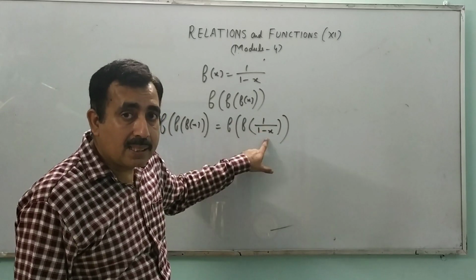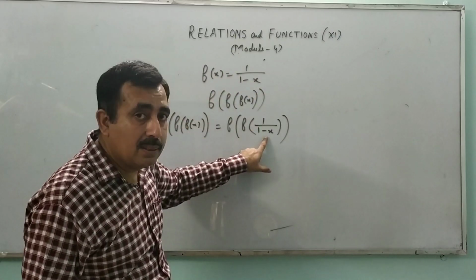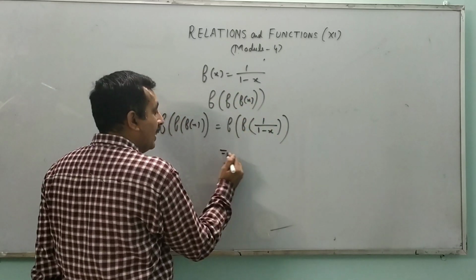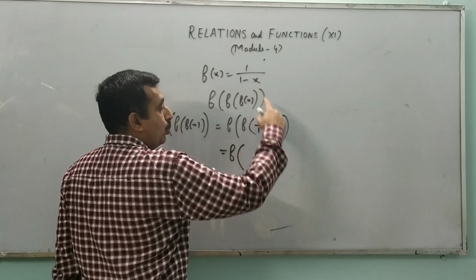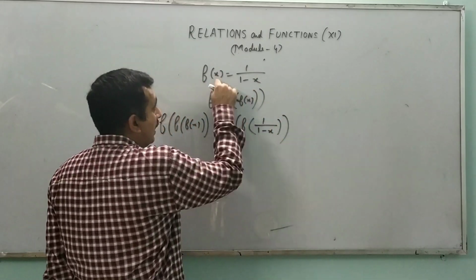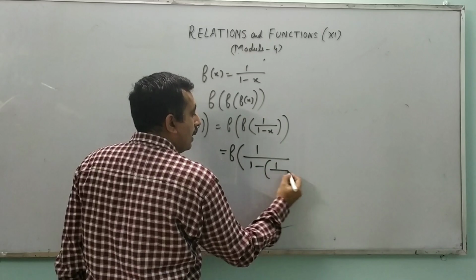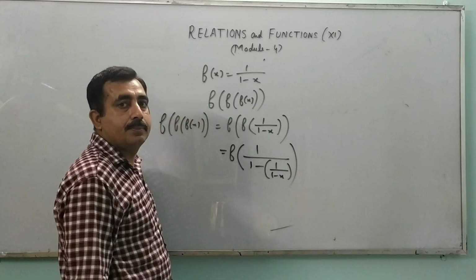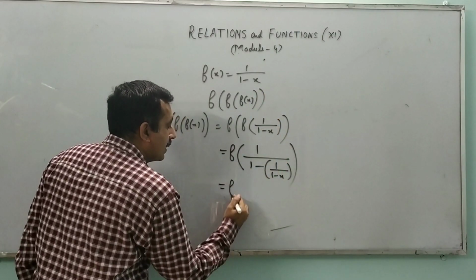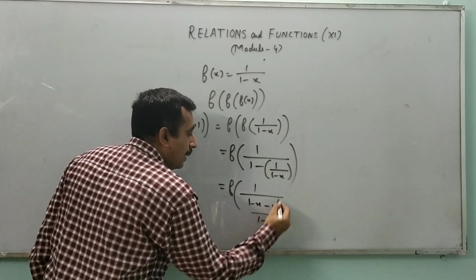Now this value is x for this f. Wherever there is x, you are to write this number. This will become x for f. So in the next step, f of, instead of x, you are to write this. It is the domain for this f. So it is 1 upon 1 minus, instead of x, write 1 minus 1 by x. Now what is the LCM here? 1 minus x, it is x minus 1, it will cancel.